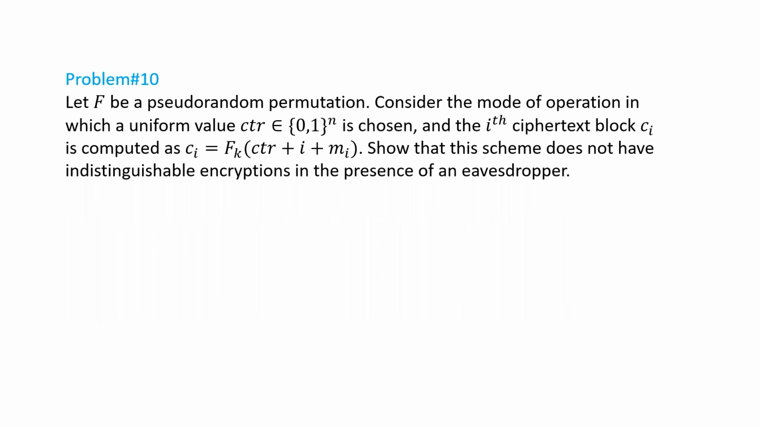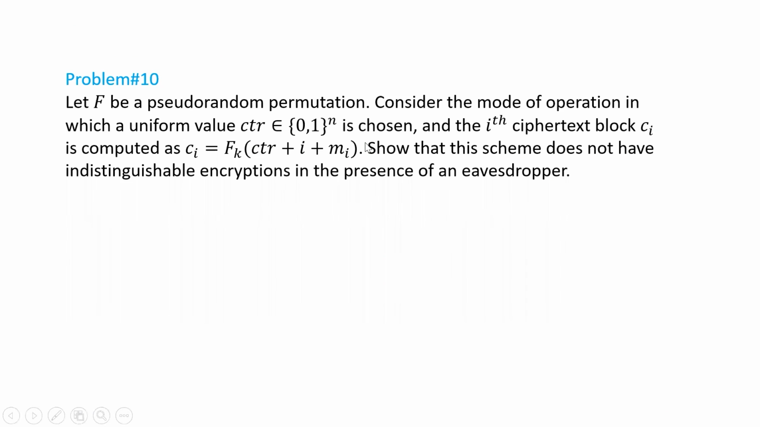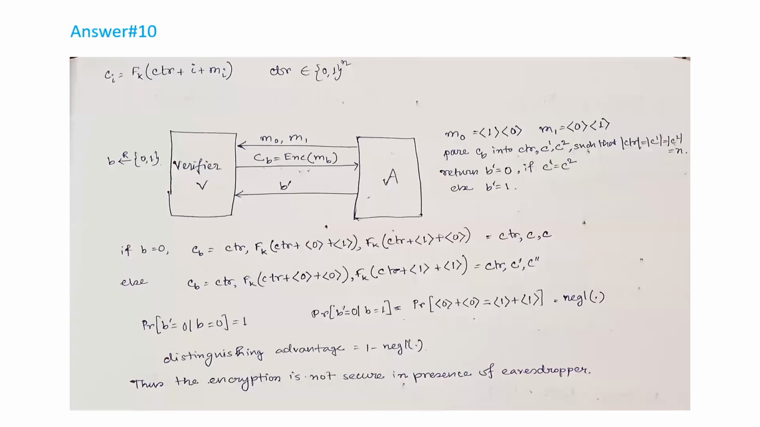So this is how the ciphertext block is defined: Fk(CTR + i) plus mi. We have to show that, in the presence of an eavesdropper, you are able to distinguish whether a particular challenge ciphertext is an encryption of M0 or an encryption of M1.